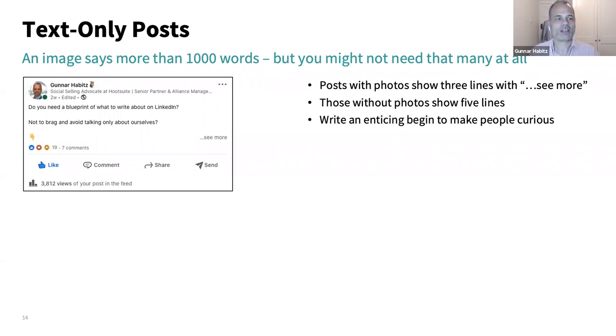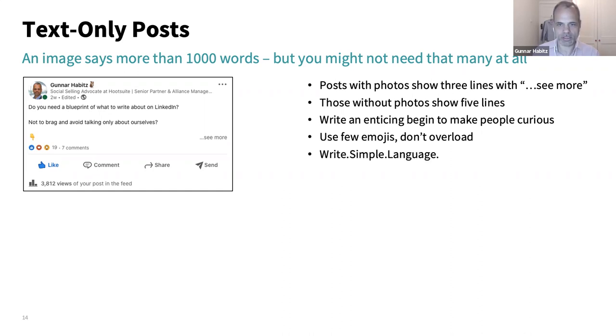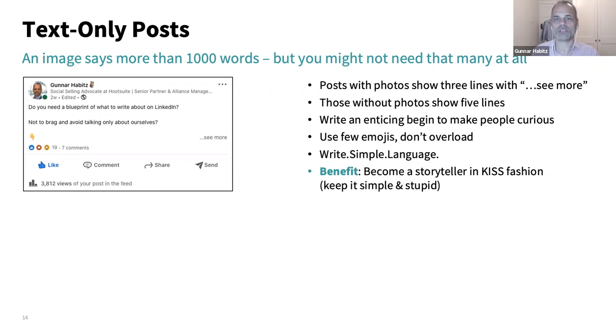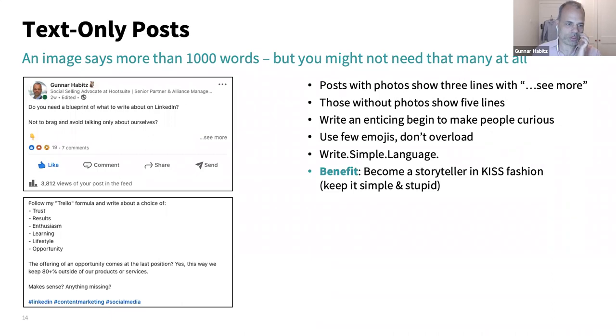So how to create this? We would like our audience to engage with it. In order to achieve this, we need to write for a certain effect. So write an enticing beginning to make people curious. Use few emojis, don't overload, it's not Instagram. And write simple language. Then you can become a storyteller in KISS fashion. KISS, as an industry term, stands for keep it simple and stupid. So let's have a look. That was the Trello formula that I mentioned earlier.